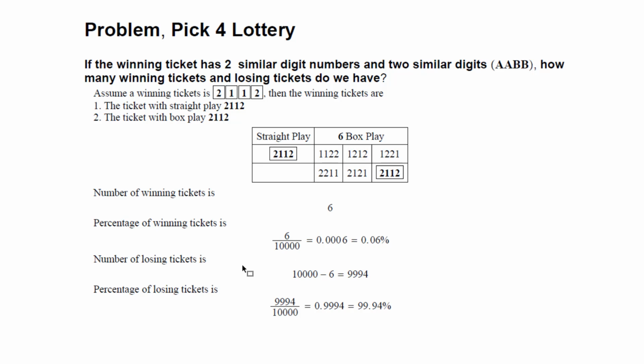And the number of losing tickets is going to be 9,994, and the percentage of losing tickets is 99.94%.